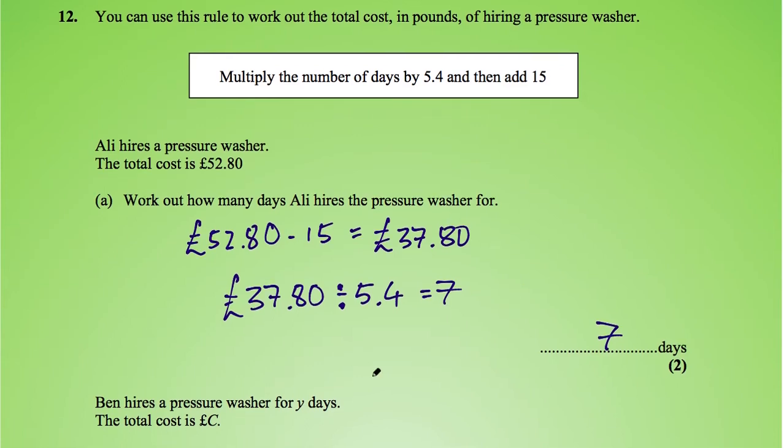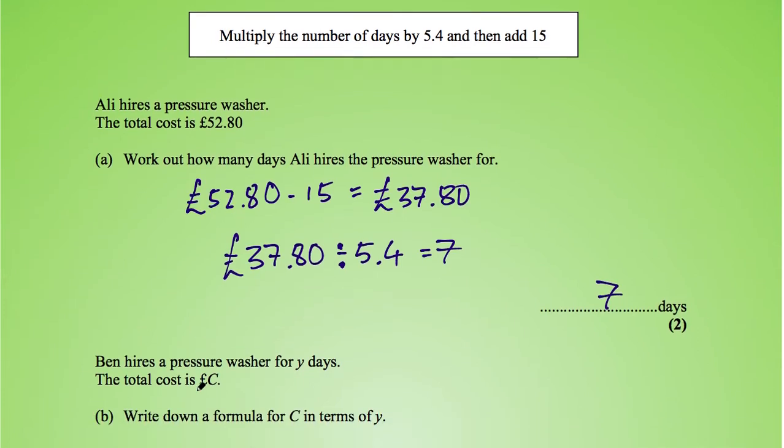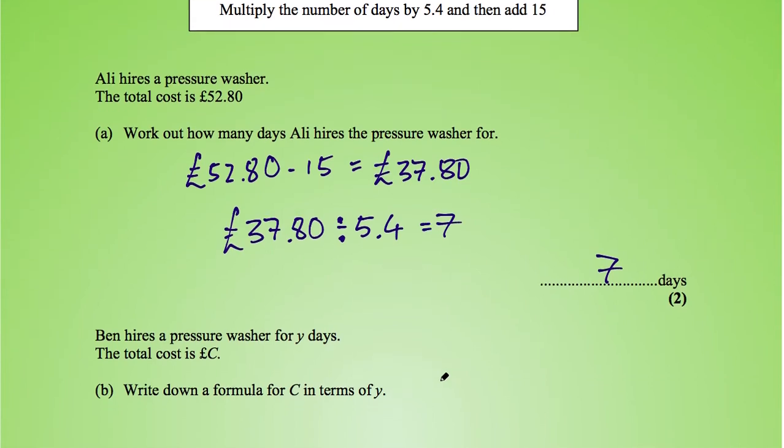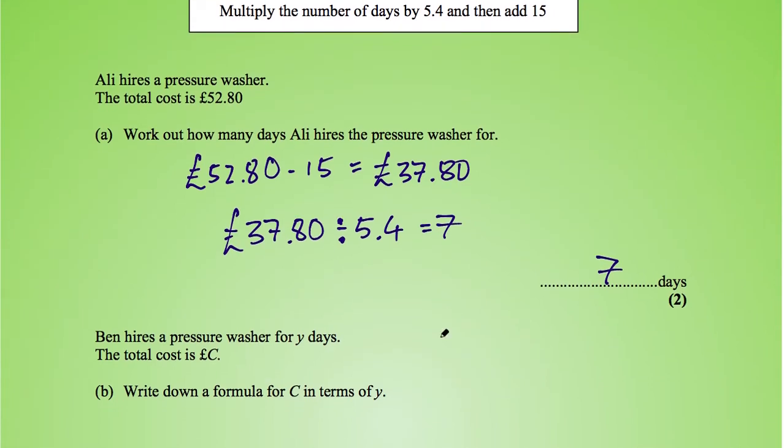Ben hires a pressure washer for y days. The total cost is C pounds. Write down a formula for C in terms of y. Now you're not trying to work out how many days or his total costs. We're not going to know that. We're just writing down a formula that connects them. And remember, a formula has to involve more than one letter and an equal sign. It's a relationship between 2 or more different letters.